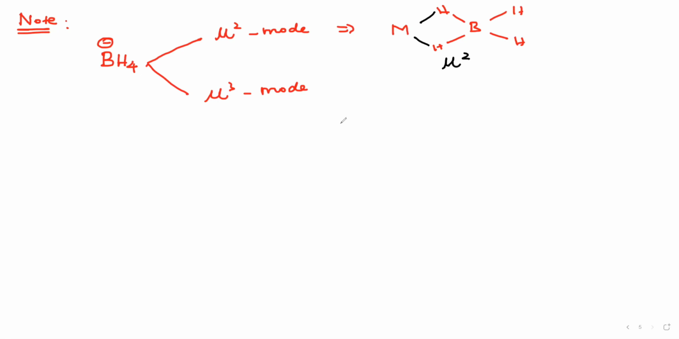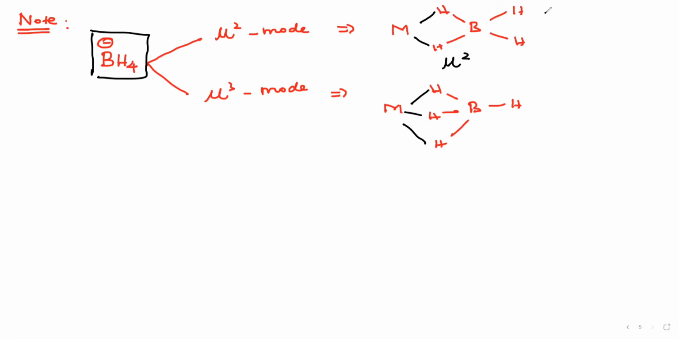Okay. Now what is mu3? See the mu3 bridge. Again, here metal, here boron, here hydrogen, and here hydrogen, and here hydrogen. Okay. This is mu3 bridge. 1, 2, 3. Now BH4 minus can make two possibilities. One is the mu2 as well as mu3. When mu2, mu3 form, very important, when the metal M belongs to the P block element, it always forms the mu2 bridge. Understand? Okay.